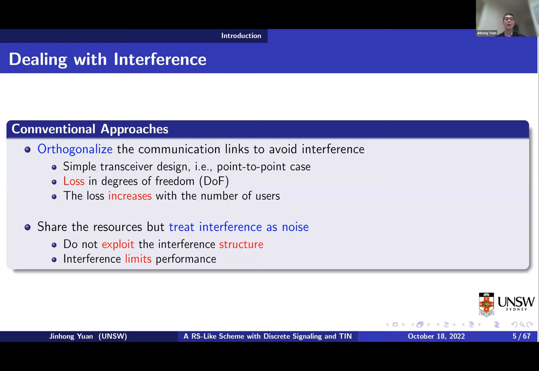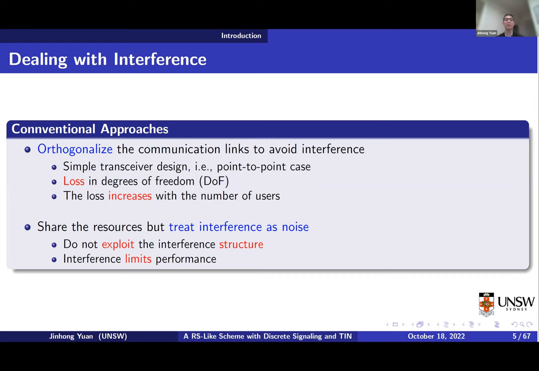Now let's take a look at how we deal with interference in a conventional system. So one way is to organize the communication links to avoid the interference. By doing that, we are doing orthogonal transmission schemes or orthogonal-like transmission schemes. The good thing about that kind of approach is we can have a simple transceiver design, because the point-to-point communication system design principle or design schemes can be directly used for multi-point to point or multi-point to multi-point communication systems. But the disadvantage is you lose degrees of freedom, DOF, and the loss of the degrees of freedom increases with the number of users. Meaning if you have a large number of users, the loss is more severe.